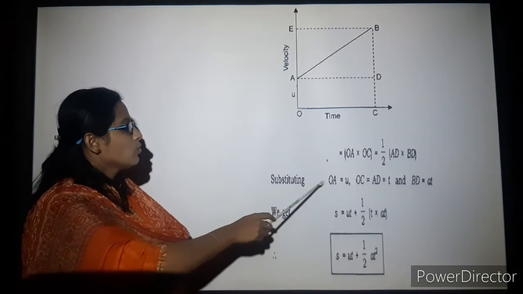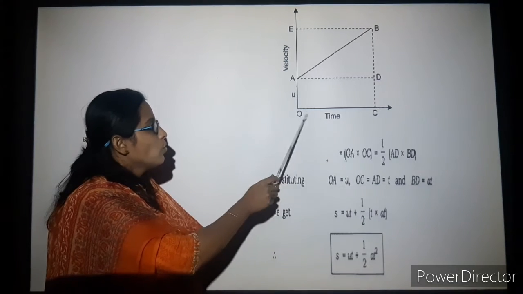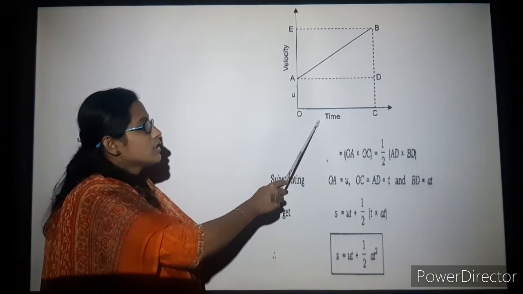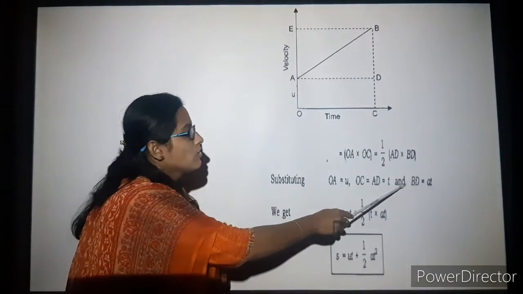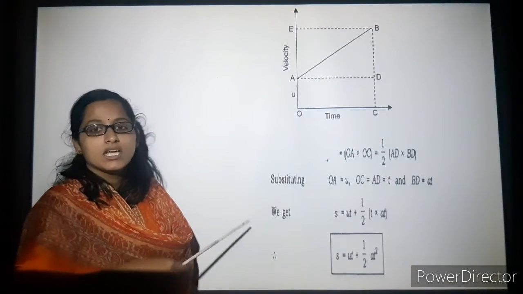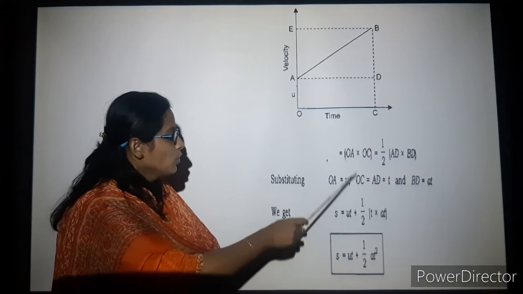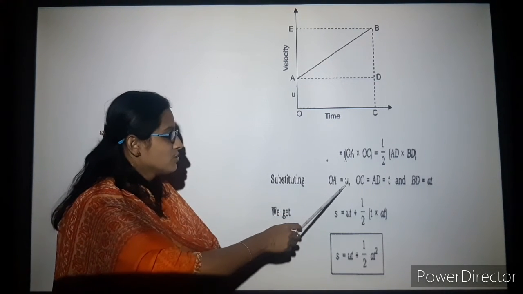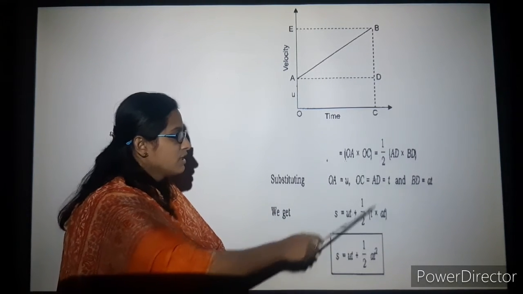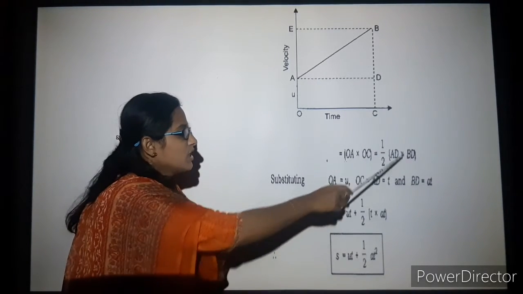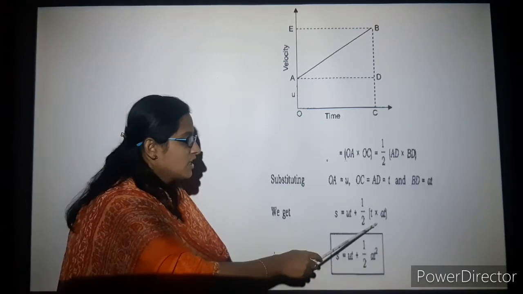Here OA is already given as U, so substitute OA is equal to U. OC is time T, and AD is also time T. BD we have already seen previously is AT. So now substituting, S is equal to U into T plus half into T into AT. So you have got it: S is equal to UT plus half AT square.